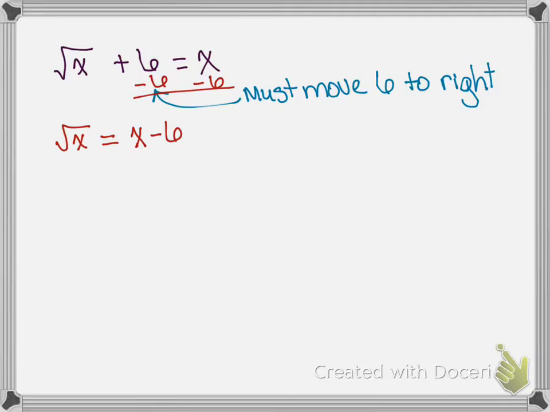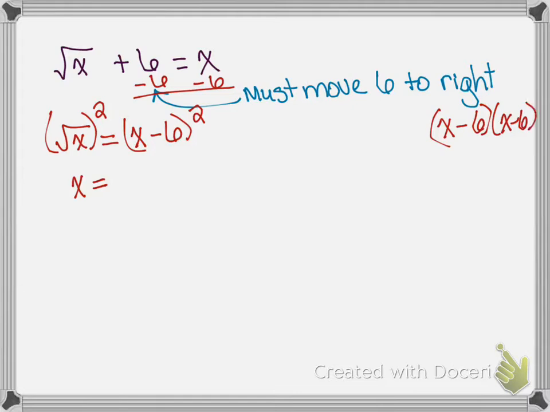Okay? What do I do now? Excellent. Square both sides. Okay? So I'm left with x equals, now I've got to FOIL x minus 6. Okay, x minus 6 squared is x minus 6 times x minus 6. Don't forget to FOIL. Students forget that they have to FOIL that. So I've got x squared minus 6x plus 36. So x squared minus 12x plus 36.